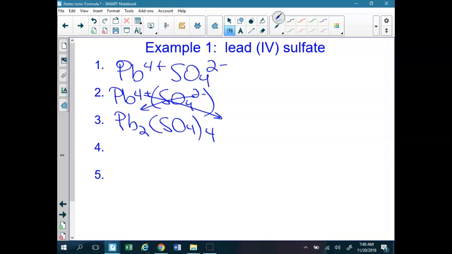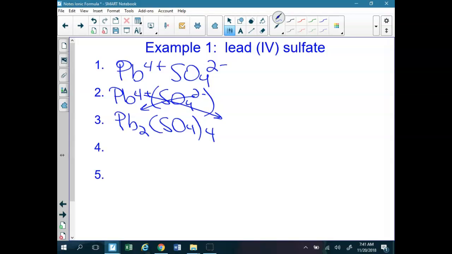Take a moment to look at that. Did the neighbors trade numbers? They did. I left off the plus and minus. I traded numbers down, and I left off the plus or minus. And I had to write my superscripts, then become subscripts. Questions about that? That is the third step, crisscross down.